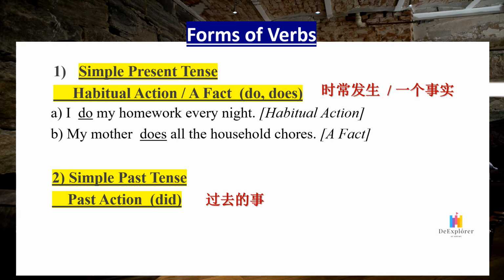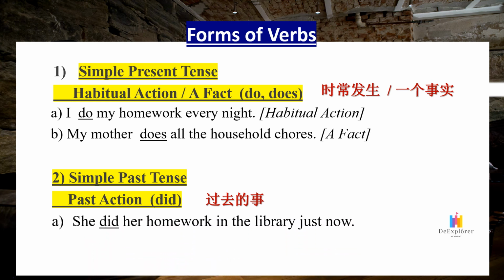Let's take a look at the sentence. Okay, do you want to copy the sentence first? Okay, so copy, leave a line. Copy number 2, simple past tense. Copy past action, did. Okay, you can write the Chinese wordings. All right, after that, take a look at A. Sentence A. She did her homework in the library just now.